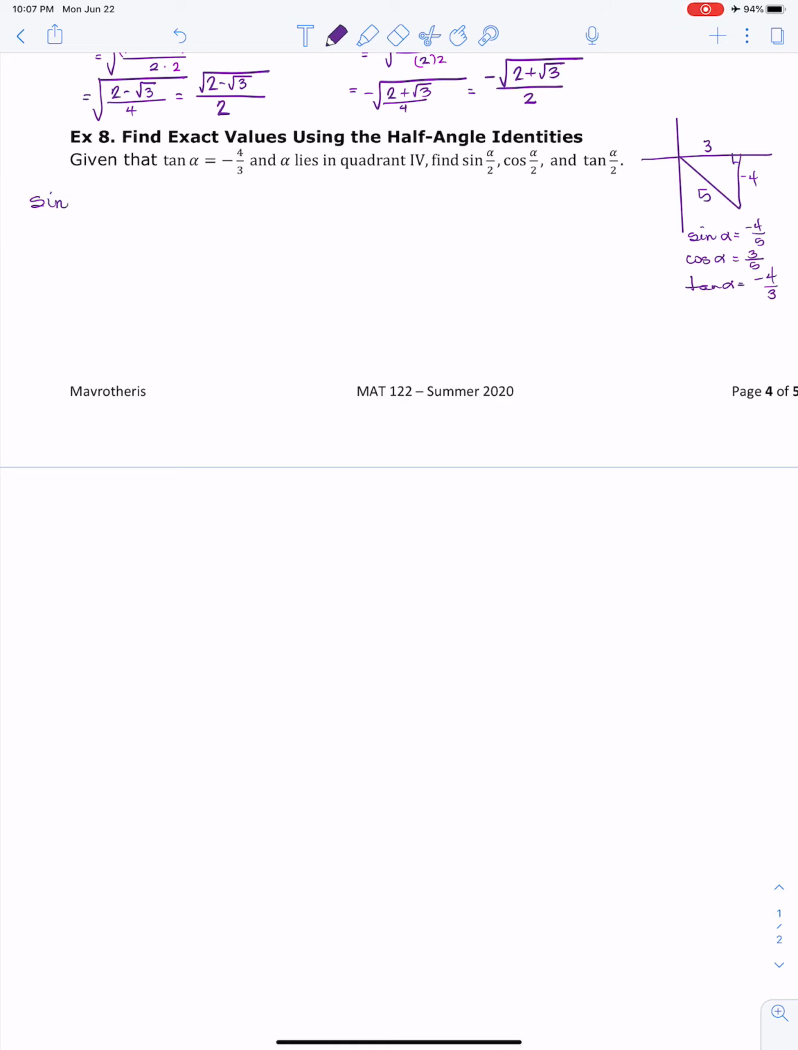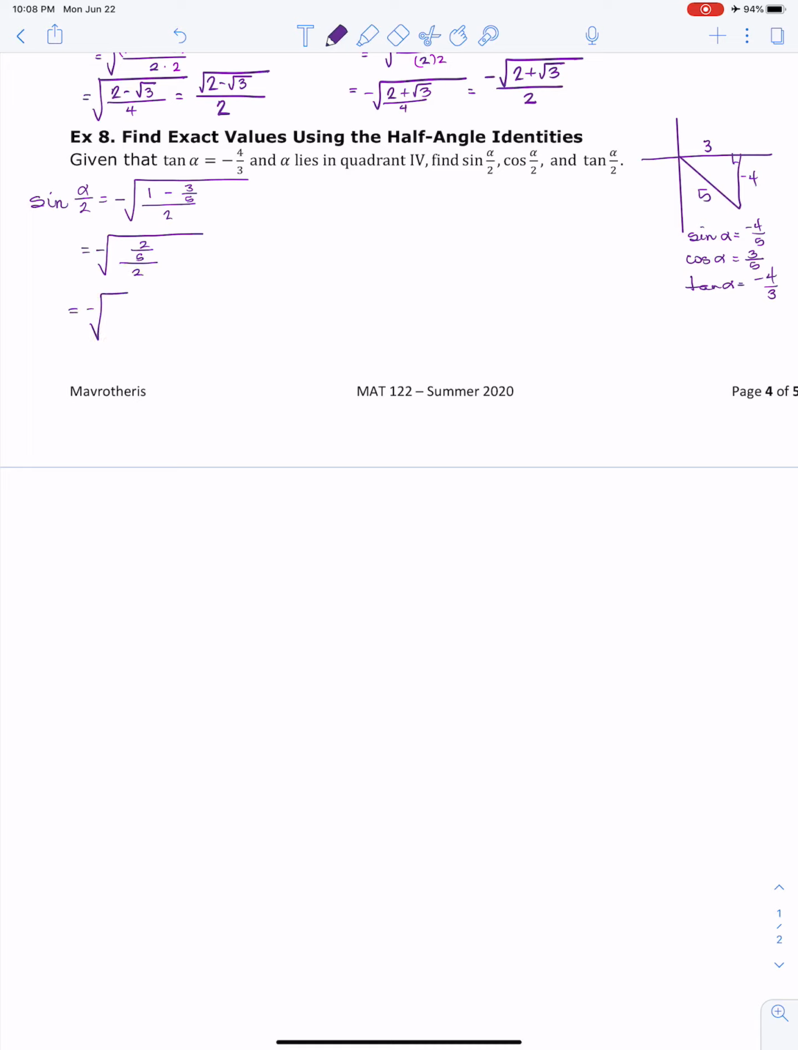So we now need sine of alpha over 2. So if we're in quadrant 4, I know that my sine has got to be negative. So we've got a negative square root of 1 minus the cosine of alpha, which is 3/5, all over 2. Negative square root, 1 minus 3/5 is 2/5, all over 2.